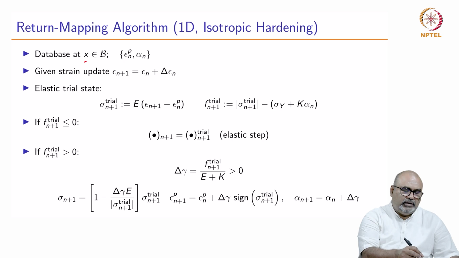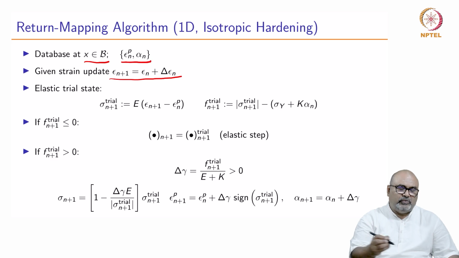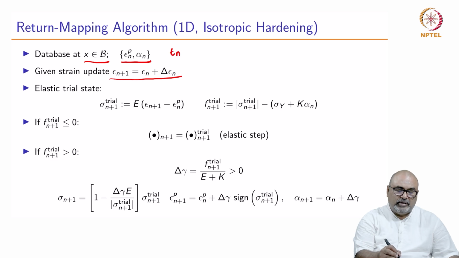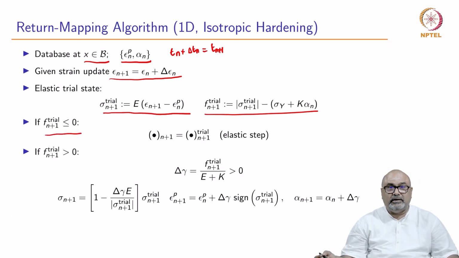So, for any point in the domain, define a stress update, the strain update in this fashion: epsilon n plus 1 is equal to epsilon n plus delta epsilon n. We know from the previous step what are the values of epsilon n p and alpha n. The time step t n plus delta t n will give you the t n plus 1, and we can find out what is the trial elastic state, what is the trial yield function, and we check whether the F n plus 1 trial is less than or equal to 0.